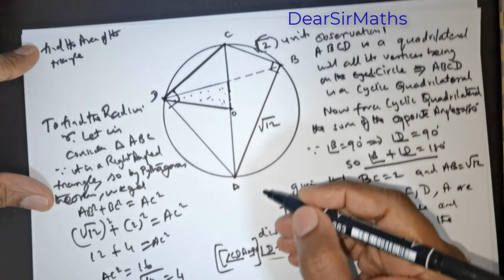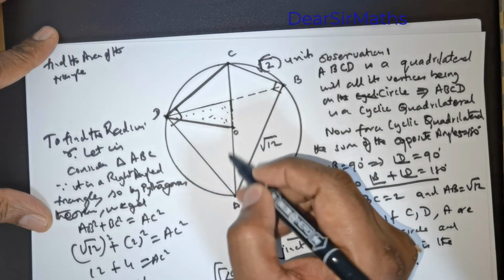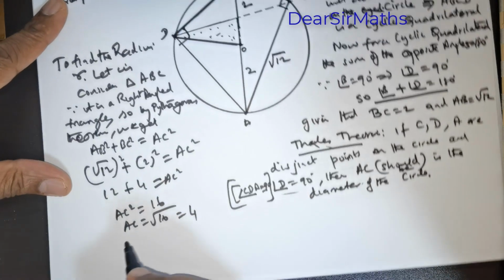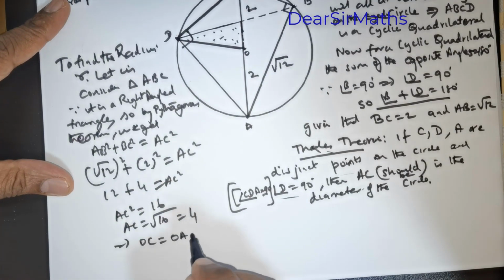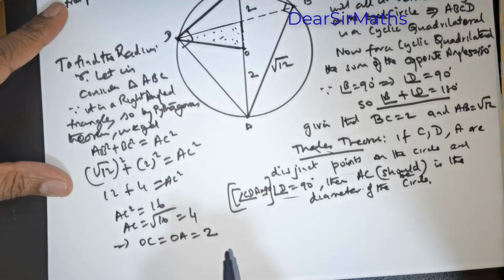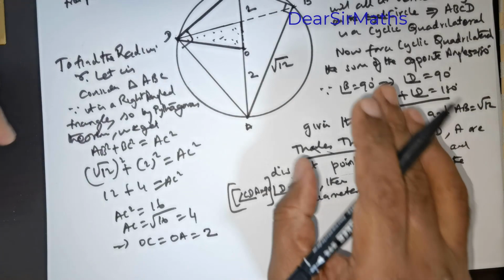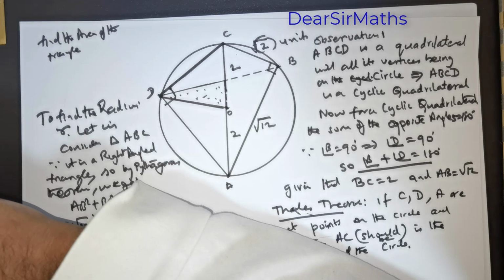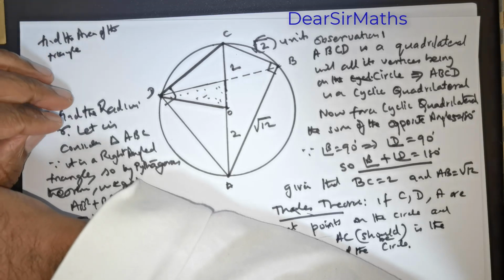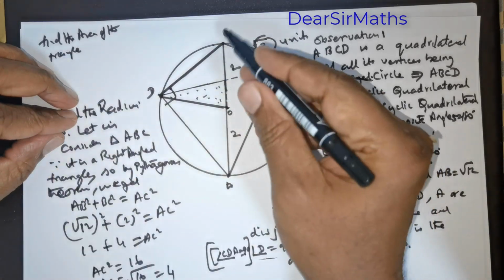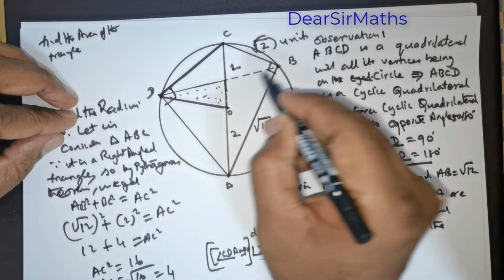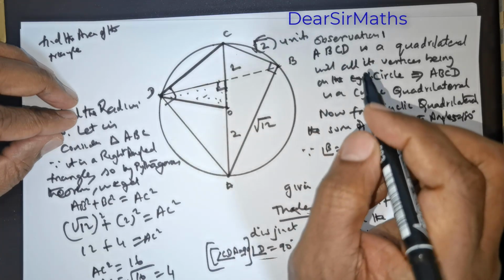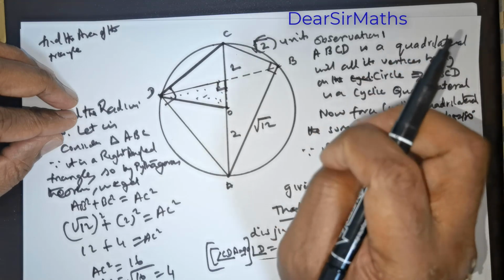So my diameter is 4 units, so this part is 2 units and this part is 2 units. So this means OC is equal to OA is equal to 2, right? Now you have to understand one important thing. That important thing is the diagonals of a cyclic quadrilateral, they intersect at 90 degrees. So this intersection is actually 90 degrees. Okay, have that in mind.